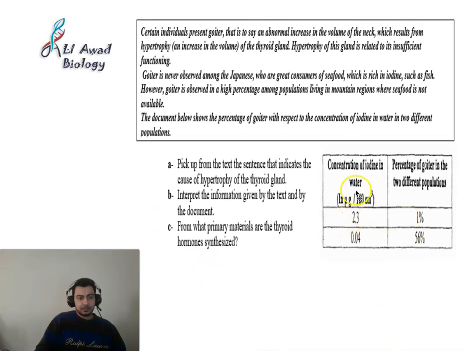In this document, you see concentration of iodine in water, microgram per 100 centimeter cube. When the concentration of iodine in water is 2.3, the percentage of goiter in the population is 1%. When the iodine in water is very low, what happens? It increased the percentage.